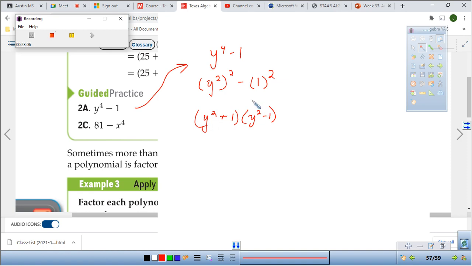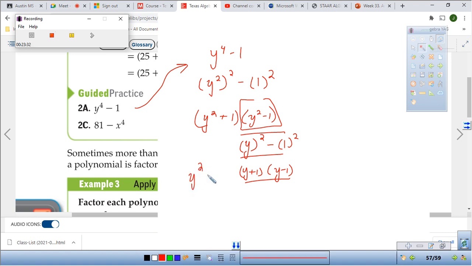Not a difference of squares. This still is a difference of squares. So y squared minus 1 squared. So this part, which is this part, which now keep on coming down, becomes y plus 1, y minus 1. Just this part. Bring this part down from the beginning, and we'll have y squared. Cool. All right. Let's go.